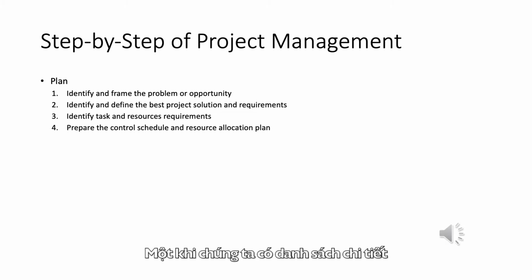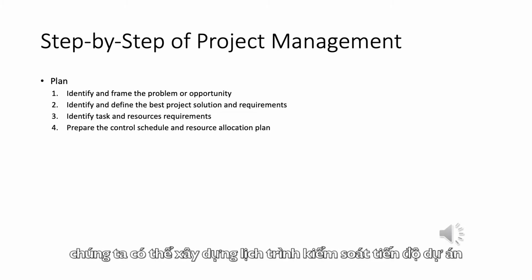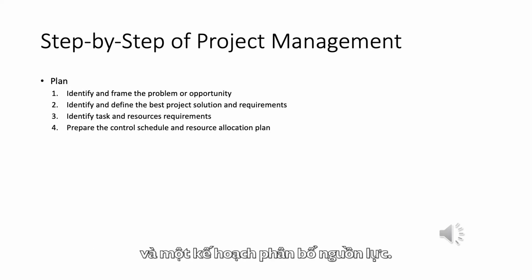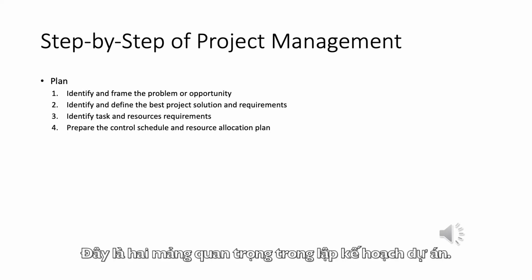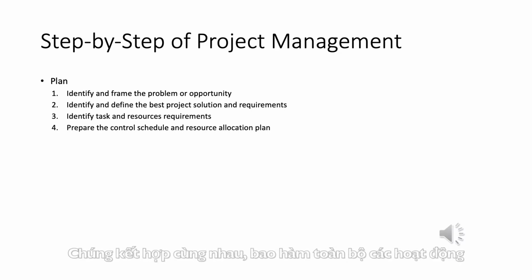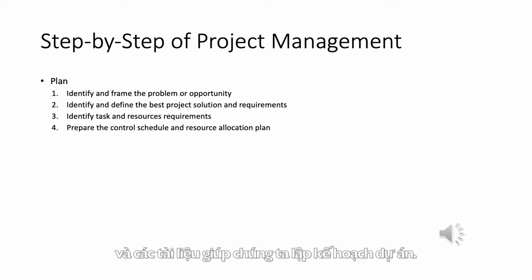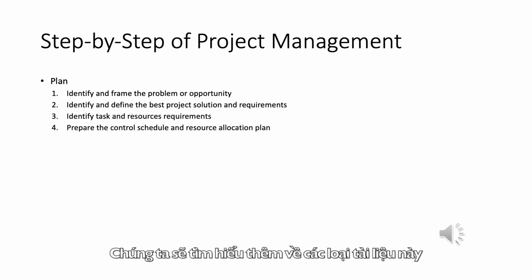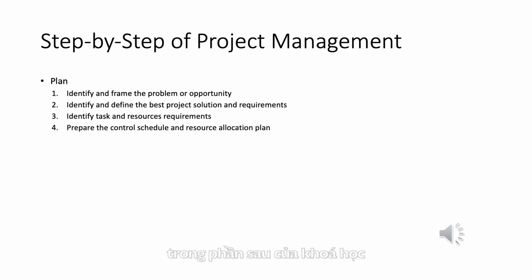Once we have a detailed list of tasks and subtasks, we can now build a schedule, a control schedule. And we can also build a resource allocation plan. These are two major project planning areas that together comprehend several different layers of activities and documents that are put together in order to plan the project. We will talk more about these types of documents later in this class.